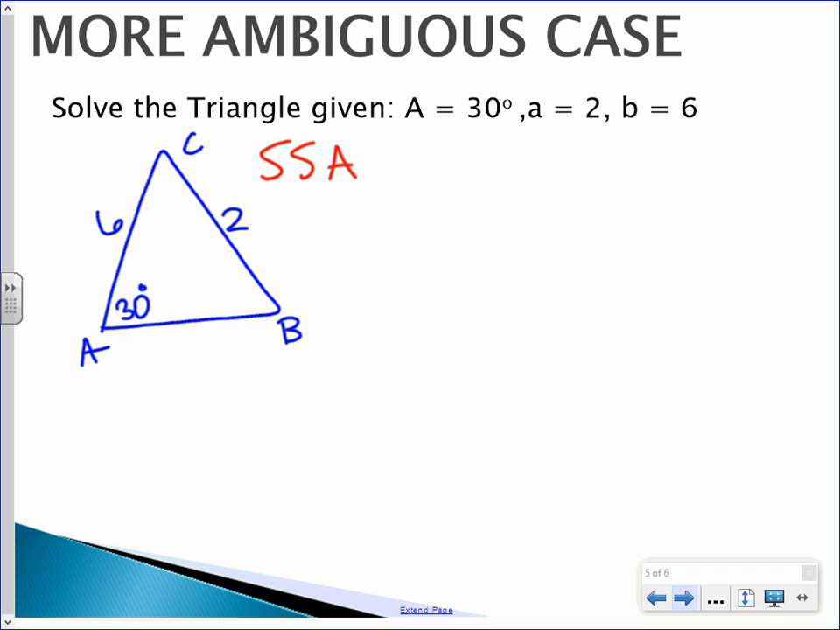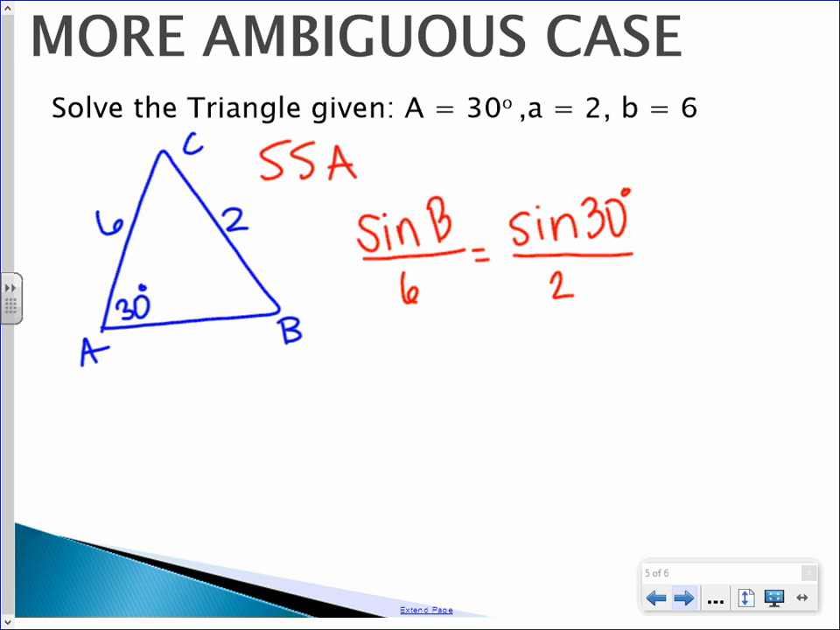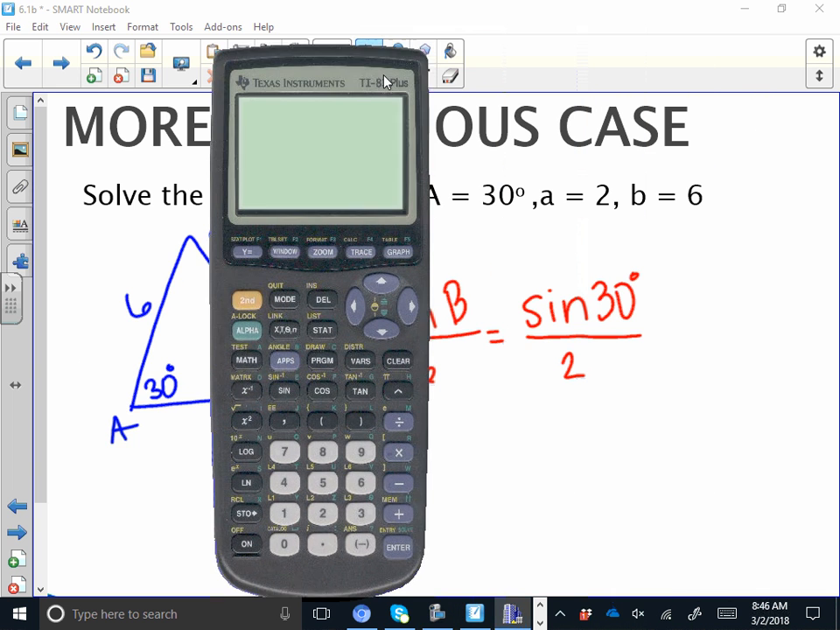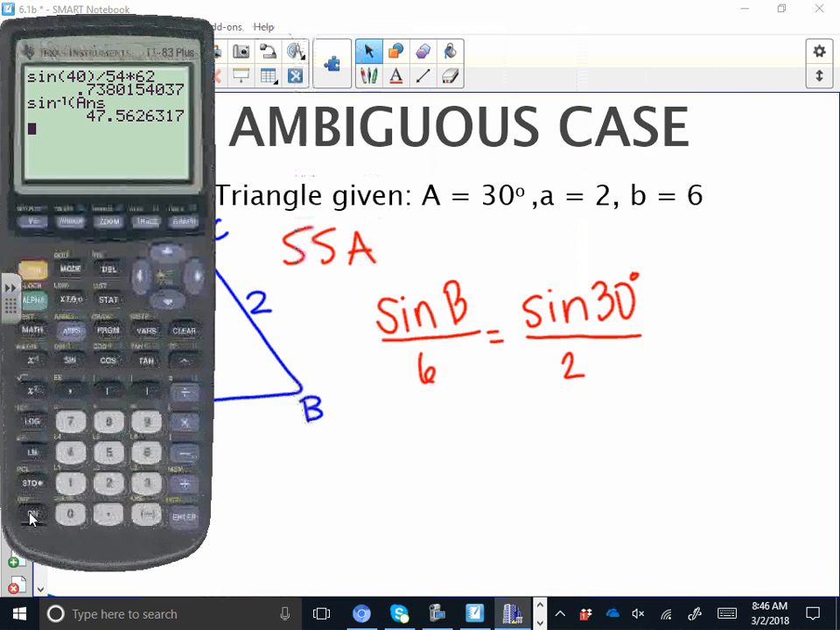So let's look at this. We have angle A and side A. We have side B. So we need to find first angle B. Okay, I'm going to do this with you on your calculator. Okay, so we have the sine of 30, which we know what that is, but that's fine, divided by 2. We're going to multiply that 6 over.